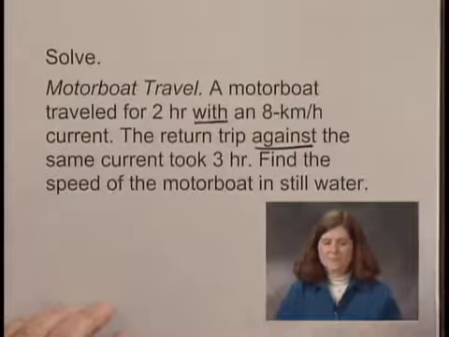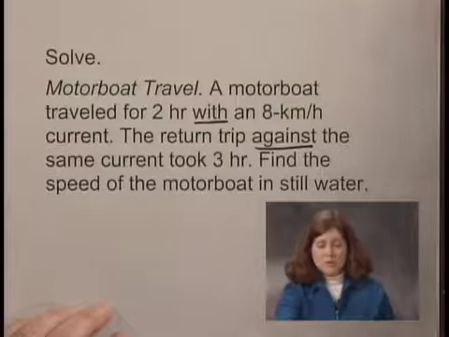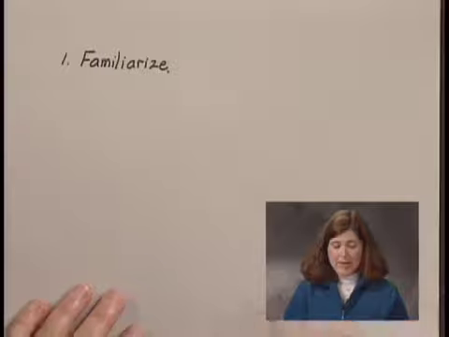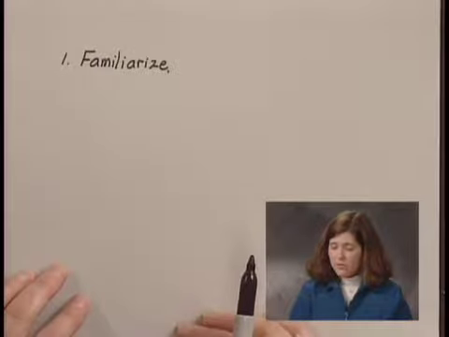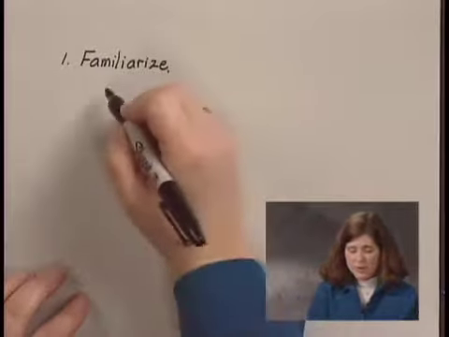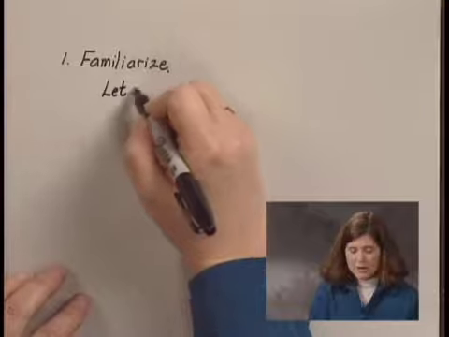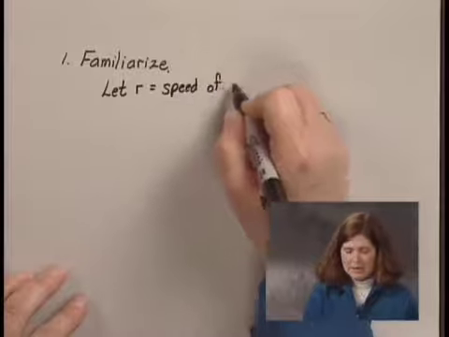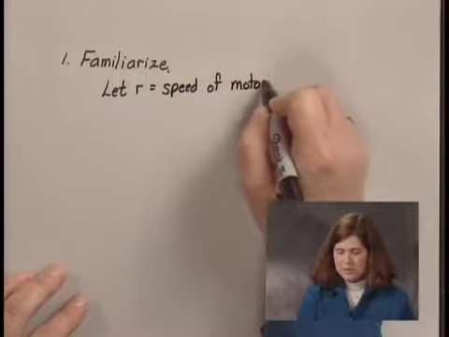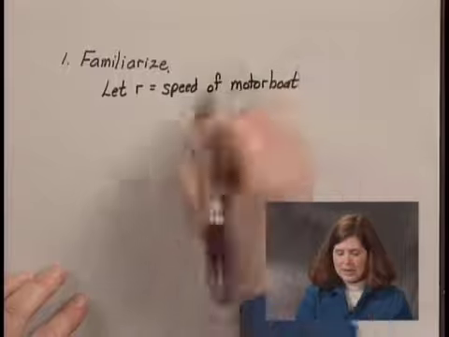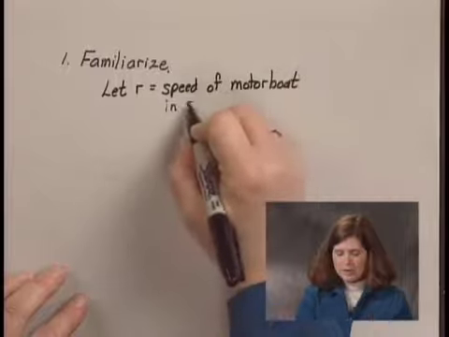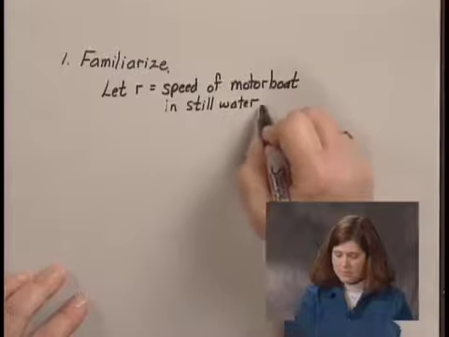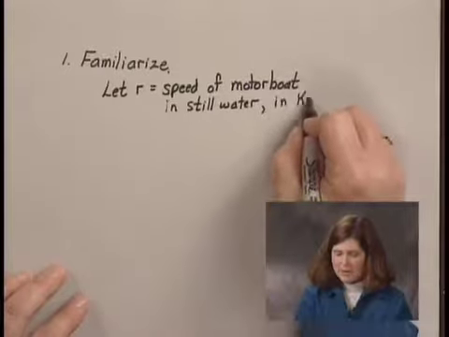When we familiarize ourselves with the situation, we'll want to define some variables. Since we're looking for the speed of the motorboat in still water, we'll let R equal that speed. And I'll make it clear that this is the speed of the motorboat without current, or in still water, in km/h.